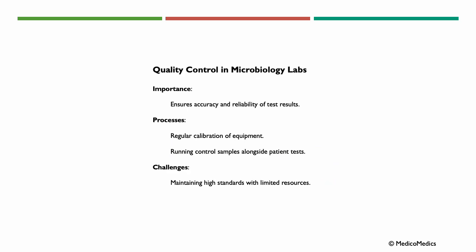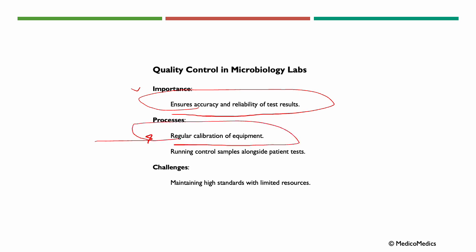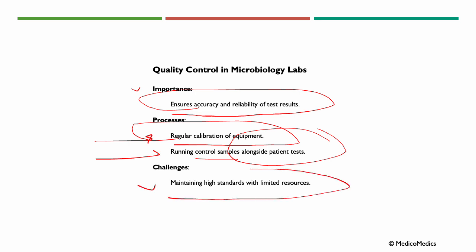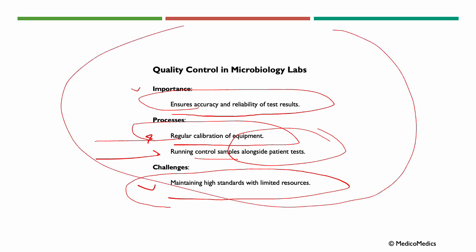Now, quality control in microbiology labs. The importance is to ensure accuracy and reliability of test results. The processes are regular calibration of equipment and running control samples alongside patient tests. Challenges include maintaining high standards with limited resources. So quality control ensures lab tests are accurate, like double checking every step in a recipe to make sure the final dish is perfect. Don't you just love these metaphors?